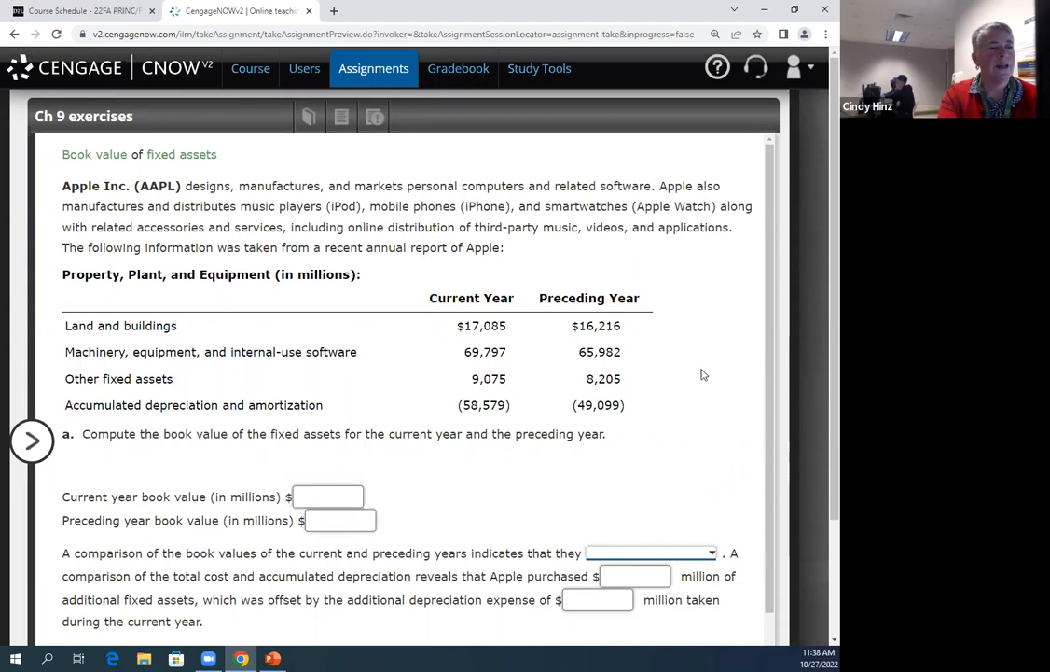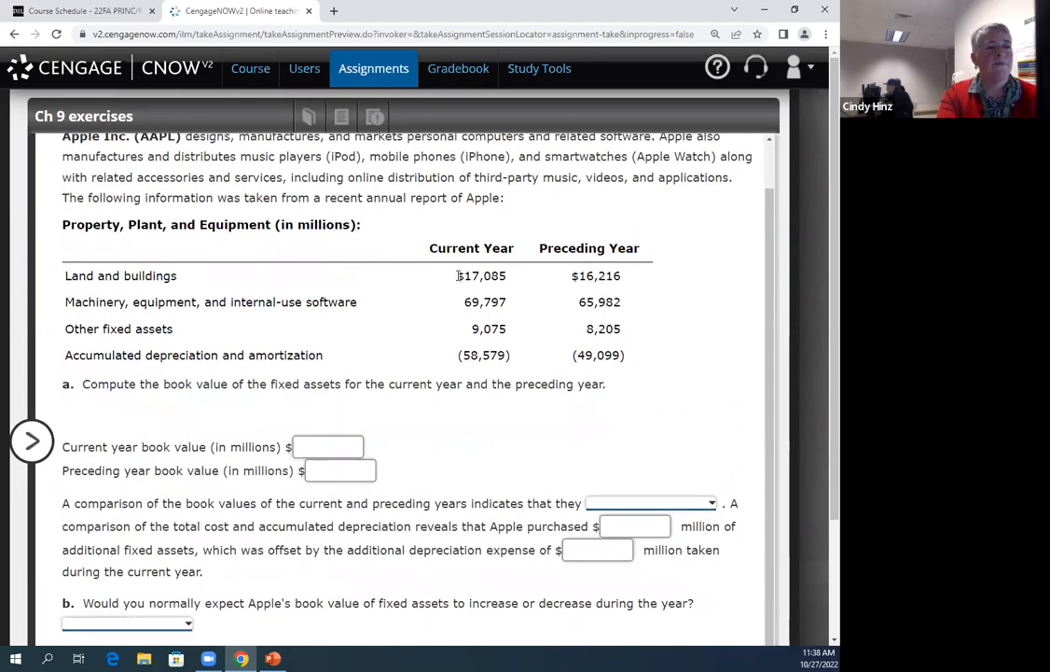And so for the current and the preceding year, you can see the total they had spent on land and buildings. Notice these numbers are in millions.